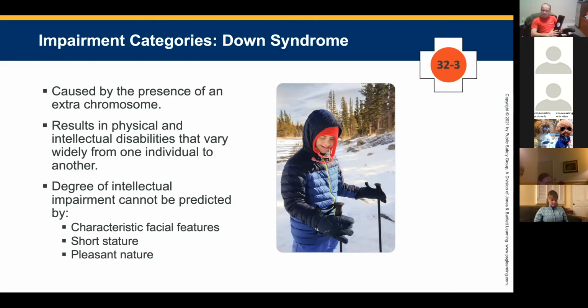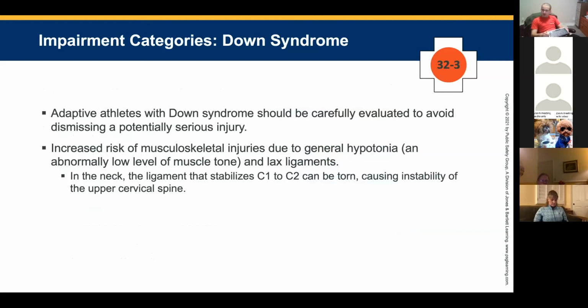So this results in physical and intellectual disabilities that widely range from one person to another. And the degree of physical impairment cannot be predicted by characteristic facial features, short stature, or pleasant nature. Individuals who do have Down syndrome should be carefully evaluated to avoid dismissing a potentially serious injury. So that means that we want to make sure that we do a proper and thorough patient assessment. But I would say just don't do a proper and thorough patient assessment on just people with Down syndrome. We want to make sure that we do it on everybody.